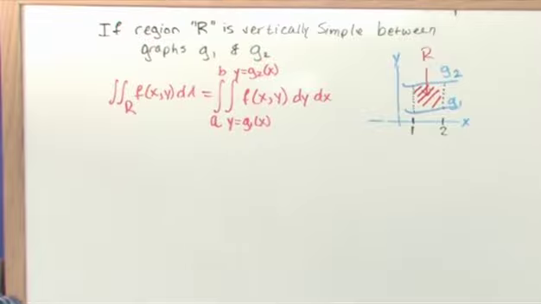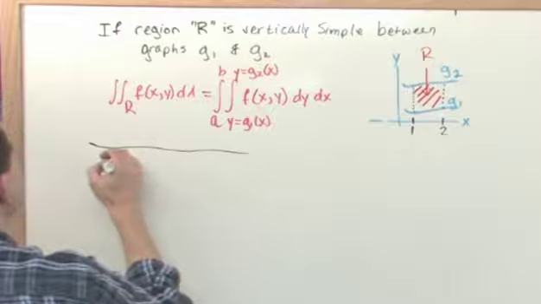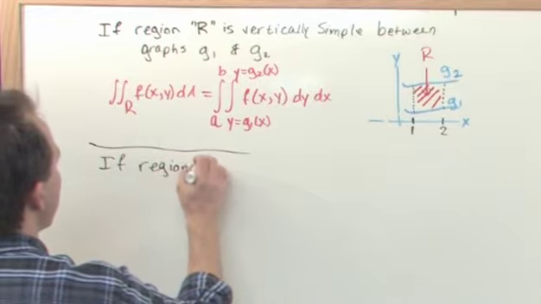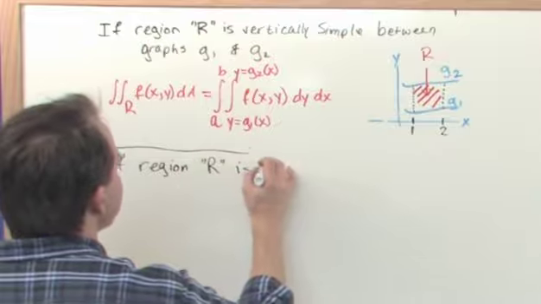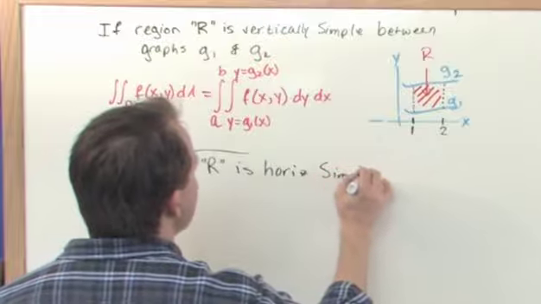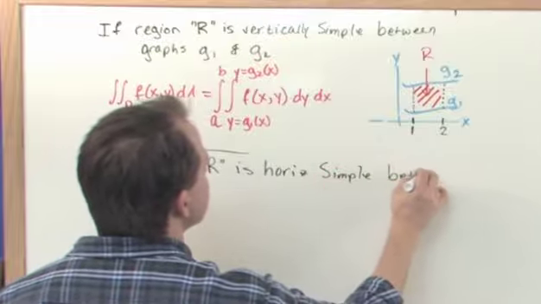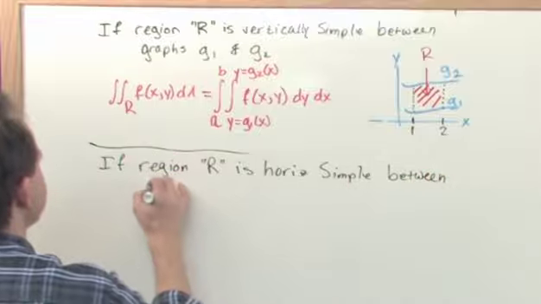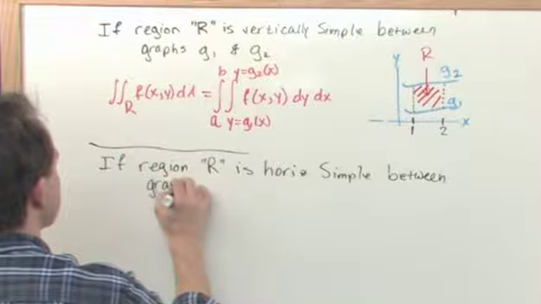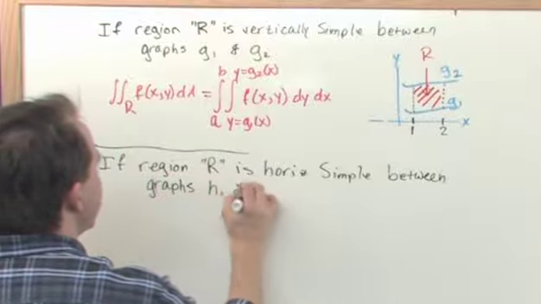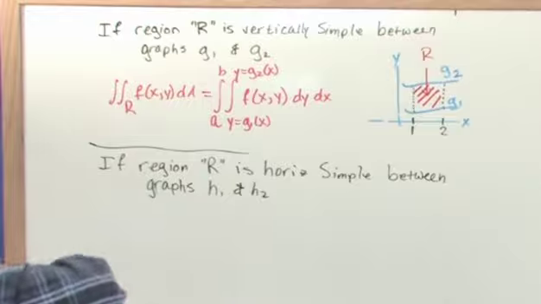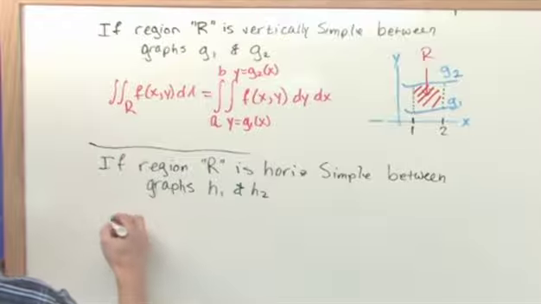So if the region R is horizontally simple between graphs h sub 1 and h sub 2, then it's going to be a very similar story. You're not going to use this representation very much, but I'm putting it here for completeness.